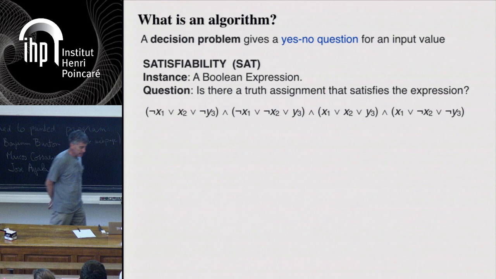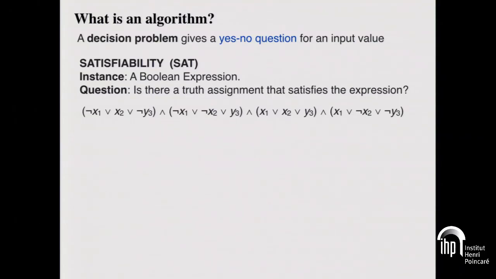And the third example is the satisfiability problem. This is actually a very important one in complexity theory because you can reduce many other questions to this one. And later this week, I'll show how you can reduce a question about computing the genus of a surface to a problem of this type, about Boolean expressions.